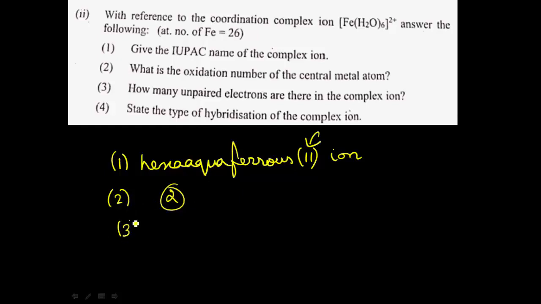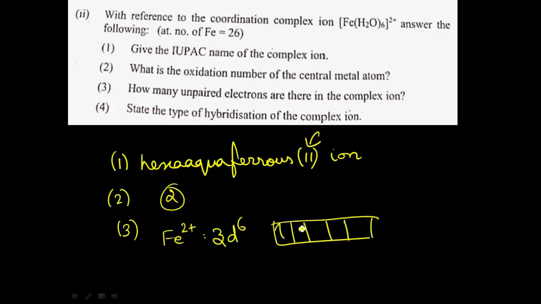The second one, oxidation number of the central metal atom is right here, it's 2. Question number 3, how many unpaired electrons are there in the complex ion? So Fe2 plus means the outer configuration is 3d6, and this means that there are 4 unpaired electrons present. So the answer to question number 3 is 4.